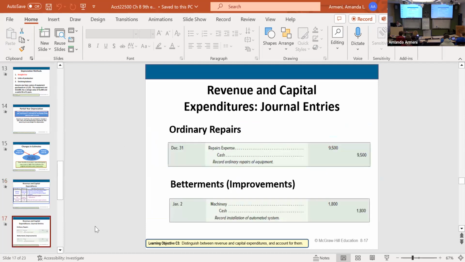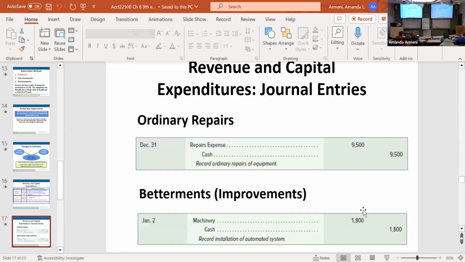This next slide, again, gives an example of what we would do. Ordinary repairs, we would debit the expense and credit cash, again, because we've had to pay for the repair. But if it's something that's adding value to the machinery, we would need to update the value of that machinery. Debit machinery, credit cash for whatever the expenditure was.